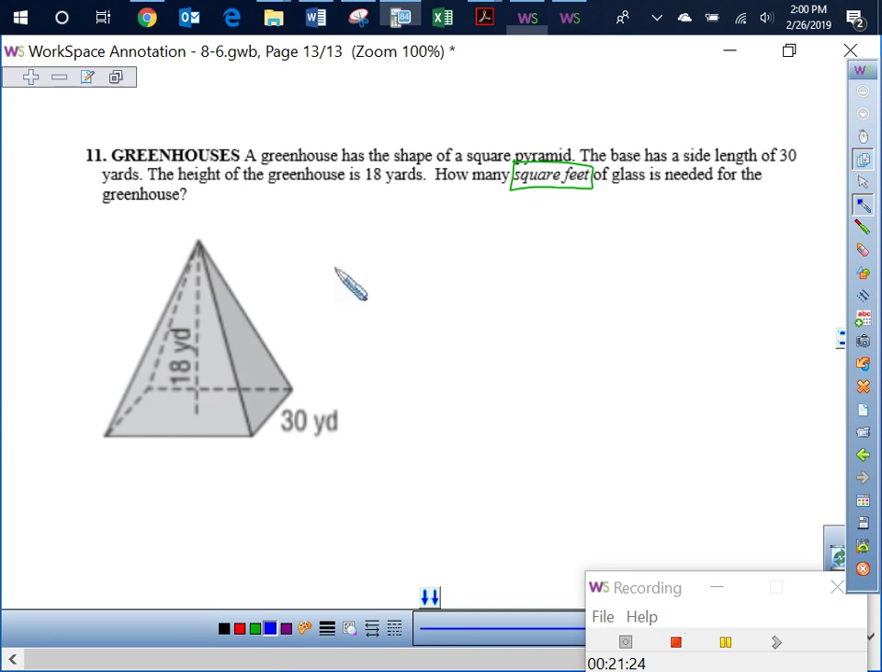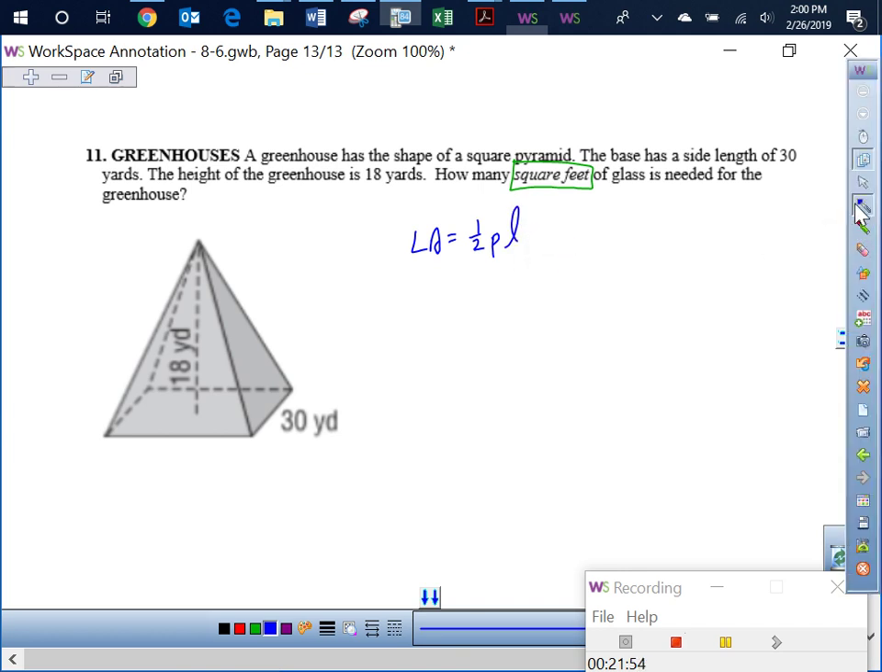So the greenhouse is made out of glass. They're not going to fill the whole thing up, so it's definitely not volume. The question is, should we have lateral area or surface area? Well, the only difference between those is surface area includes the base. So I don't think that if I was building the greenhouse, I would make the base out of glass. Don't we just need the lateral area of this guy? So I know I want lateral area. Start with the formula. 1/2 perimeter of the base times the slant height.